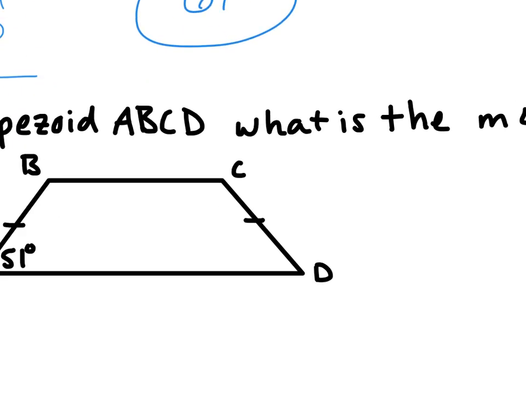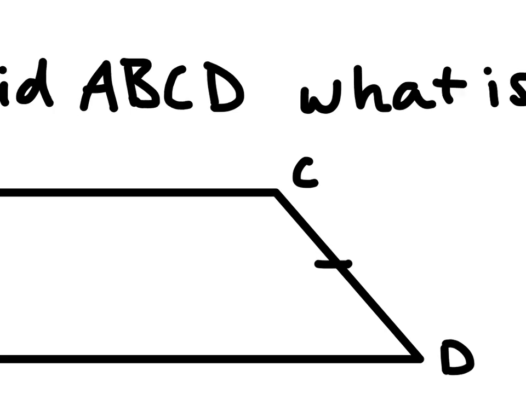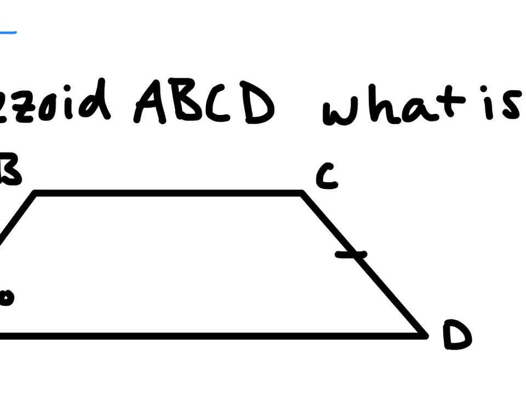Okay, just looking at it, is angle C bigger than 90? What type of angle is this? Obtuse. So it's definitely not 51, because 51 is acute. D is 51.